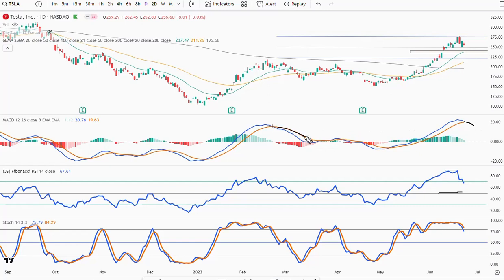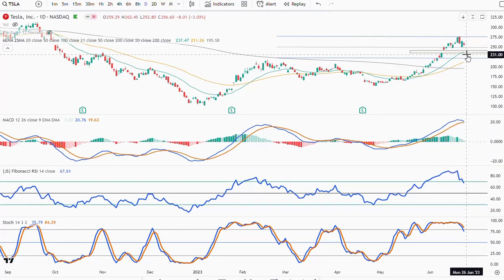Now, if MACD does that, then I would expect Tesla to enter into a consolidation phase, something similar to what we've seen here, possibly even a little bit weaker. That would be consistent with MACD moving lower. So those are some of the things that I'm watching for Tesla. But at the moment, there's nothing negative, either on the price action or on the momentum indicators, that is of concern.